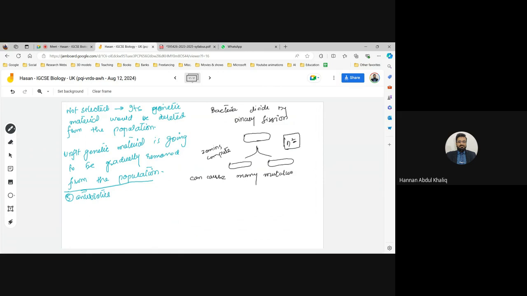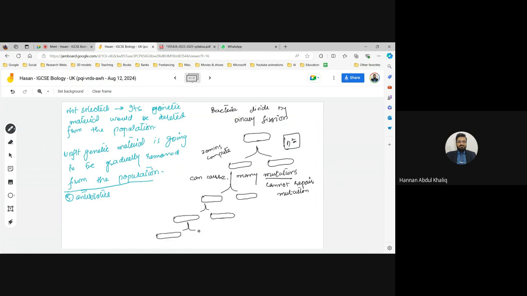It does cause many mutations. Remember that bacteria cannot repair mutations. Humans do repair mutations. That is why they survive for long. But the bacteria cannot repair mutations, so they keep on mutating again and again and again. And one of these mutations can be so much like a bonus for the bacteria, that the bacterium is now surviving against it.